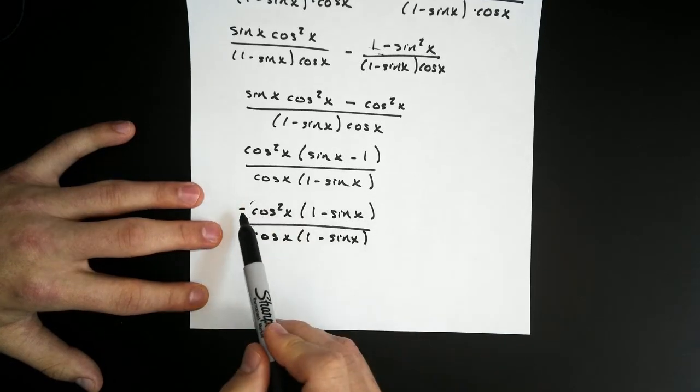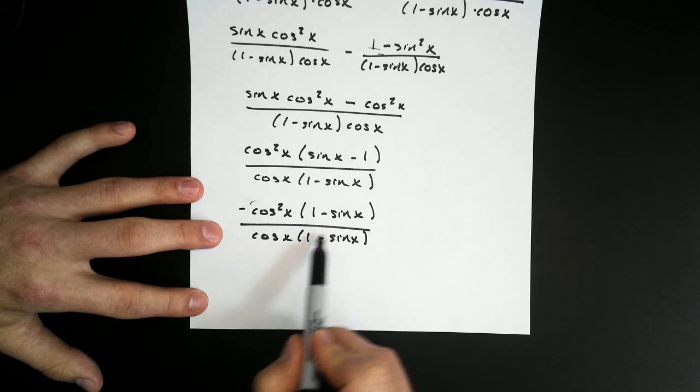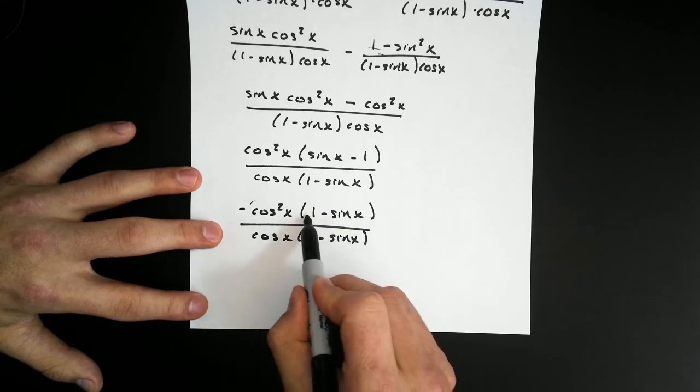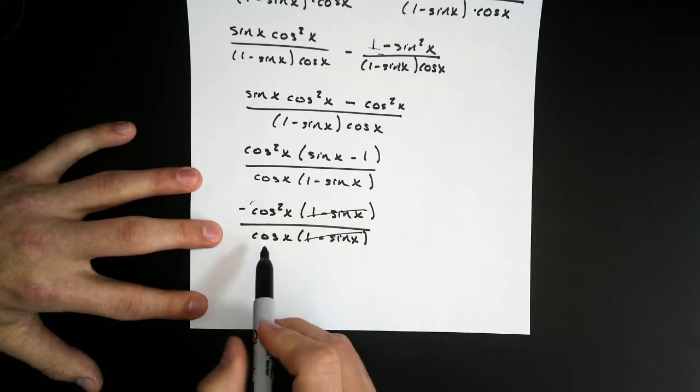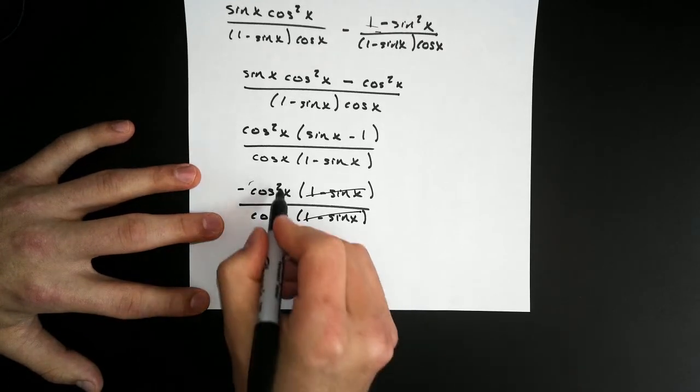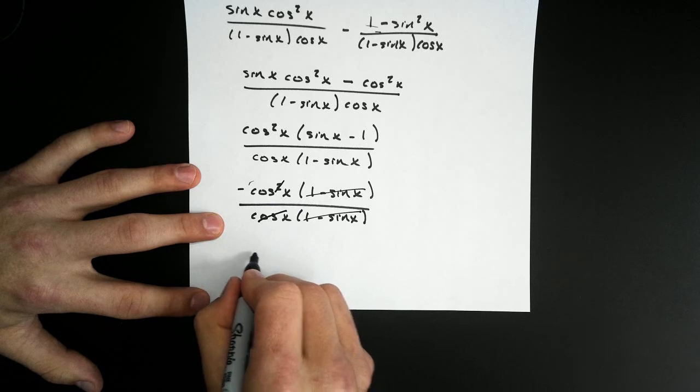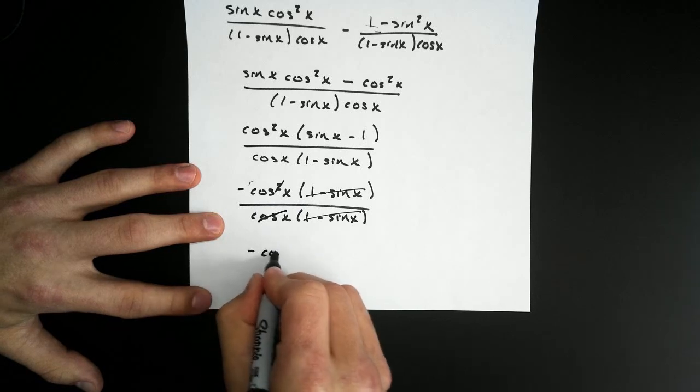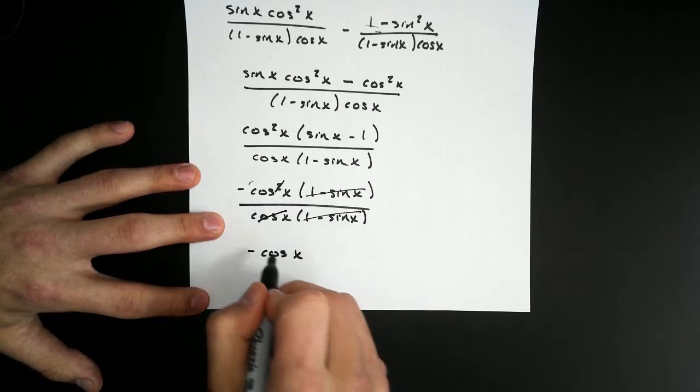So factoring out that -1 here, now these sets of parentheses are the same, so that common factor will simplify. One of these cosines will also cancel out, and all we are left with is the opposite of the cosine of x.